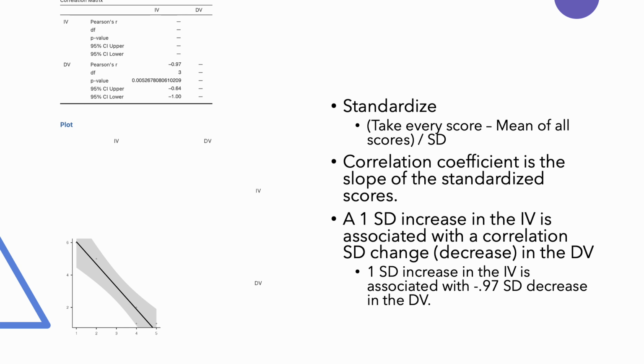and plot those new variables in a scatter plot, the correlation coefficient is the slope of the standardized scores. So all this means is a 1 standard deviation increase in the IV is associated with a blank standard deviation increase or decrease in the dependent variable. So in this case, a 1 standard deviation increase in the independent variable is associated with a negative 0.97 standard deviation decrease in the dependent variable. And that is all a correlation coefficient is.